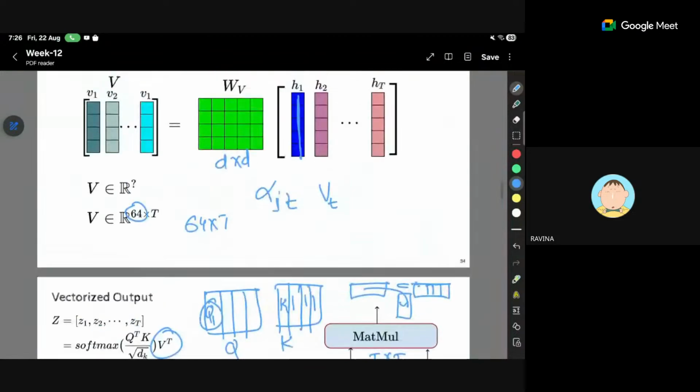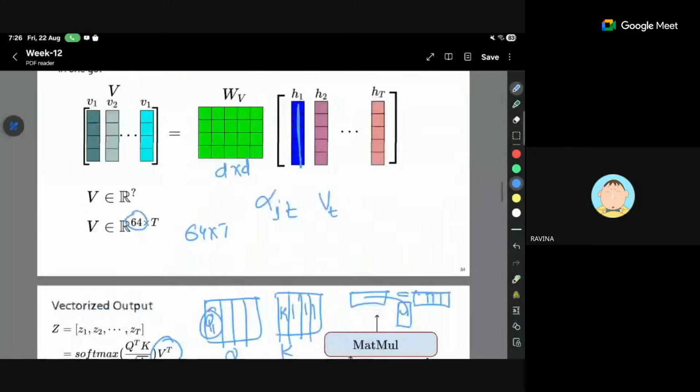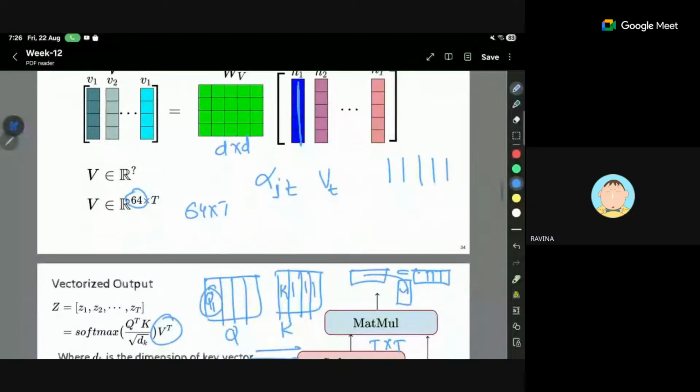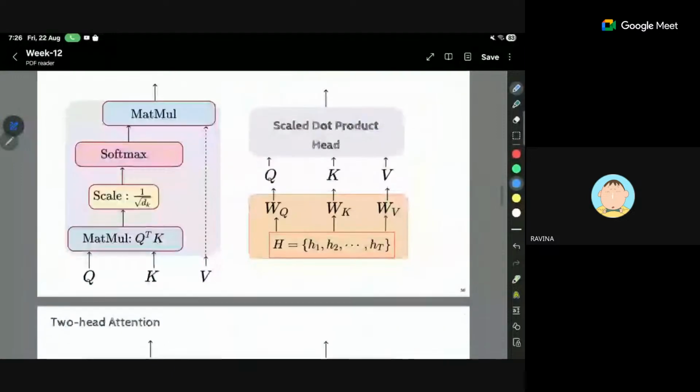It is going to produce a T cross 64, right? So let's say you have started with T, then finally you might end up with something different, but that is okay.